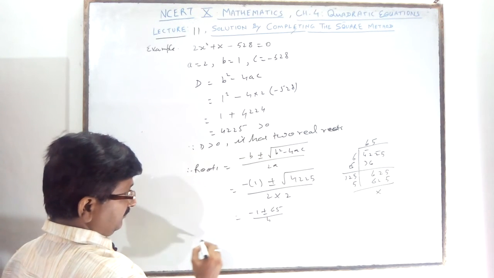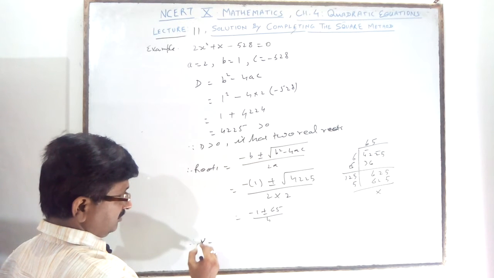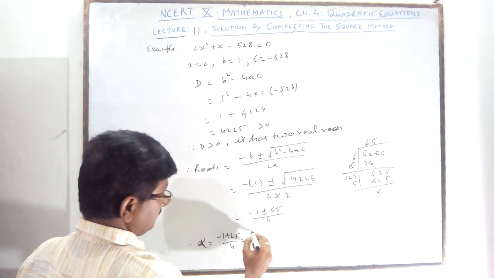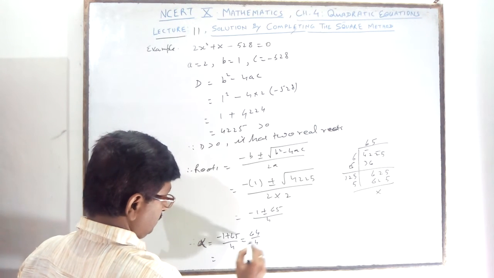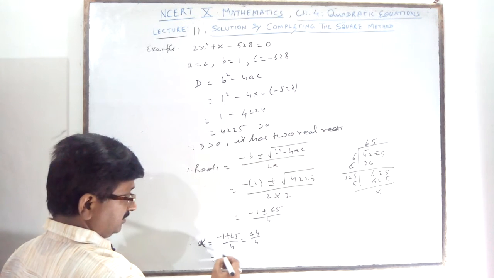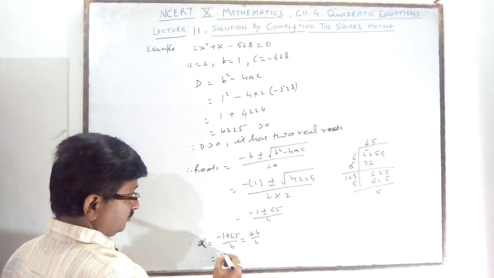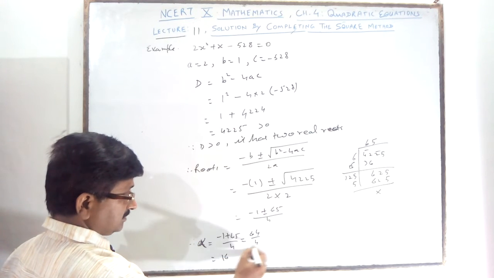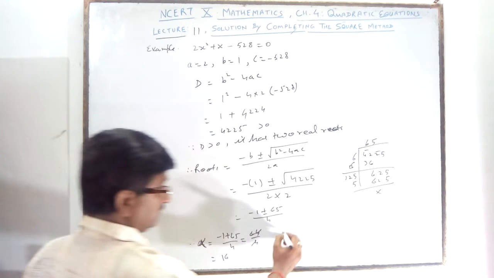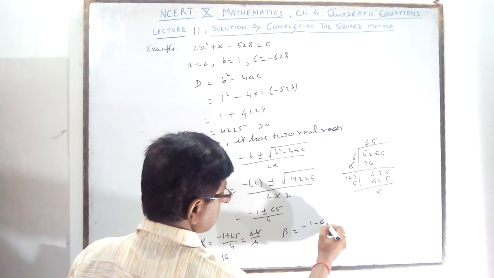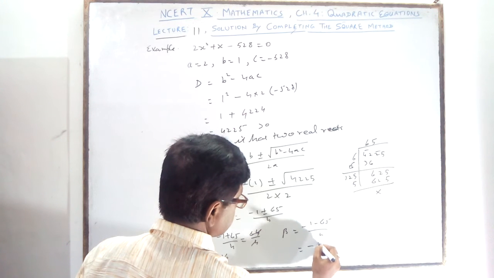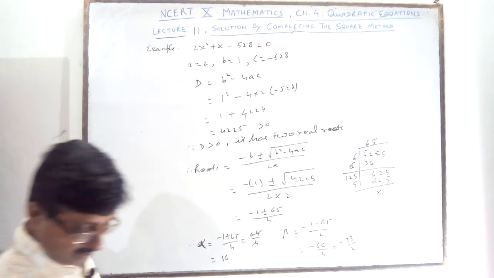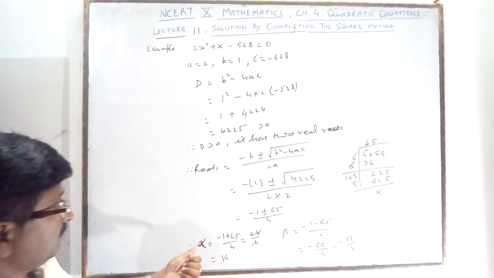So it is x, therefore x is equal to, means alpha is equal to minus 1 plus 65 by 4. What are you getting? 64 by 4. So you will get 16. Beta is equal to minus 1 minus 65 by 4. You are getting minus 66 by 4, which is minus 33 by 2. So you are getting the two answers. One is this, one is this.